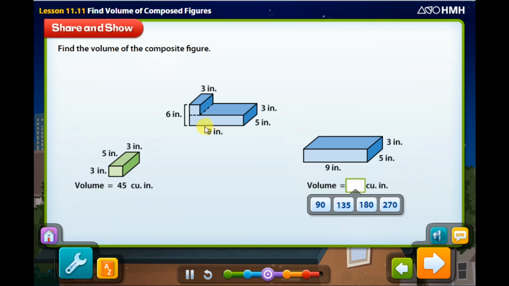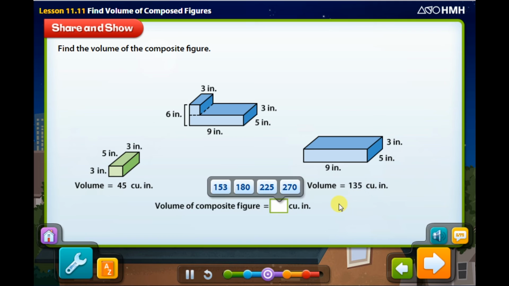What's the volume of the other rectangular prism? The other rectangular prism, its length is 9, its width is 5, its height is 3. So if you multiply them together, 9 times 5 will be 45, 45 multiplied by 3 will be 135 cubic inches. That's right. Its volume is 135 cubic inches.